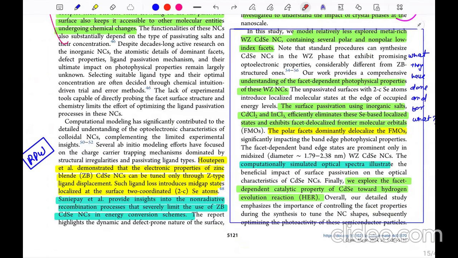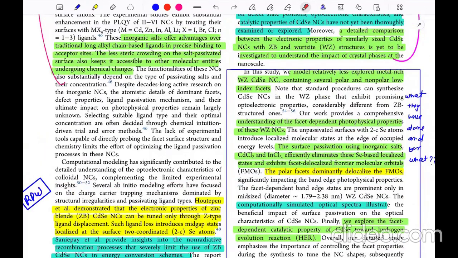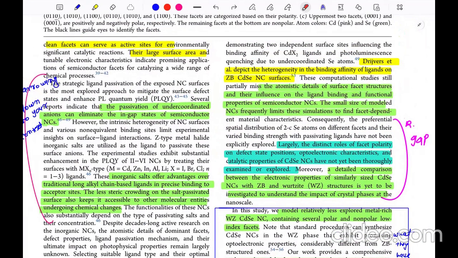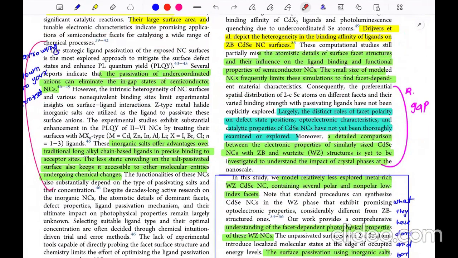Then Stanipe provided insights into the non-radiative recombination process that severely limits the use of zinc blende cadmium selenide nanocrystals in energy conversion schemes. There is one more relevant previous work, that Ridgeworth et al. depicted the heterogeneity in the binding affinity of ligands on the zinc blende cadmium selenide nanocrystal surface.